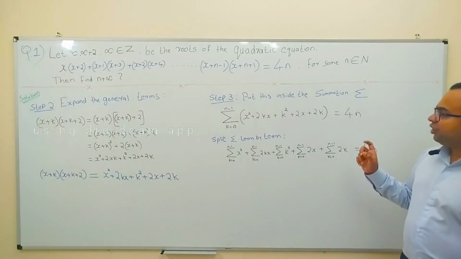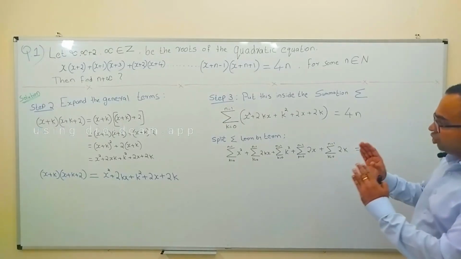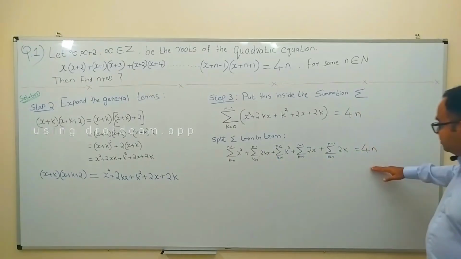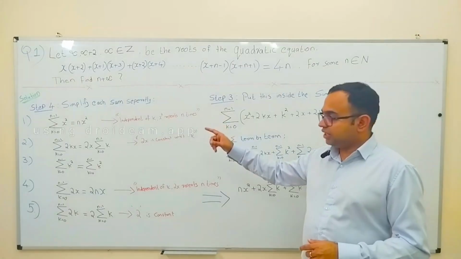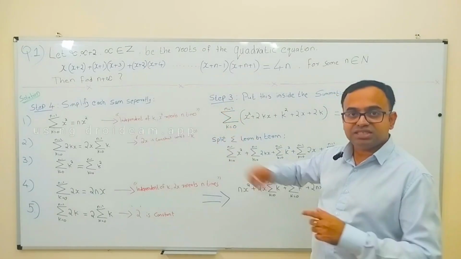Now what we're going to do is split term by term. So we are going to find a summation of each term separately, and we get an equation like this. Now step 4, simplify each sum separately. So we are going to take each term separately and simplify it.